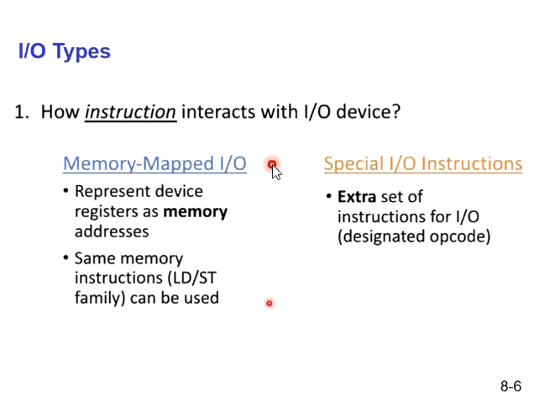For the first, memory map I/O, we must represent device registers as memory addresses. That means we use some locations in our memory to represent our input-output device registers. If you want to work with our input devices, we use load and store, as you studied. The second way to work with input-output devices is to use a special input-output instruction. With the LC3, we don't use this.